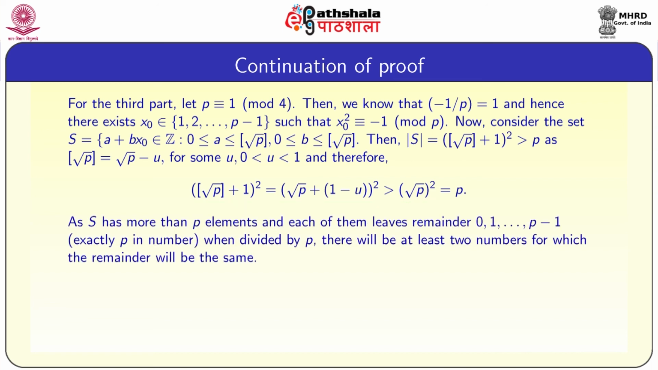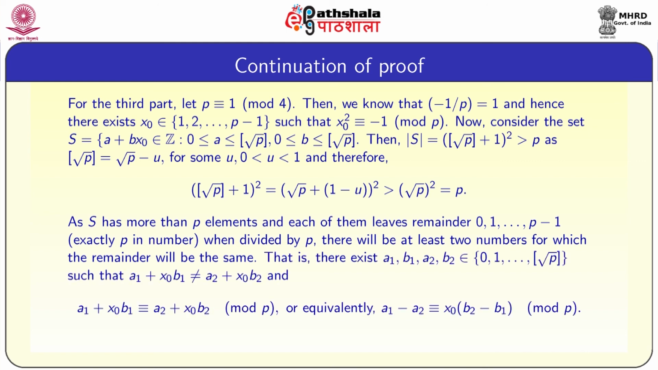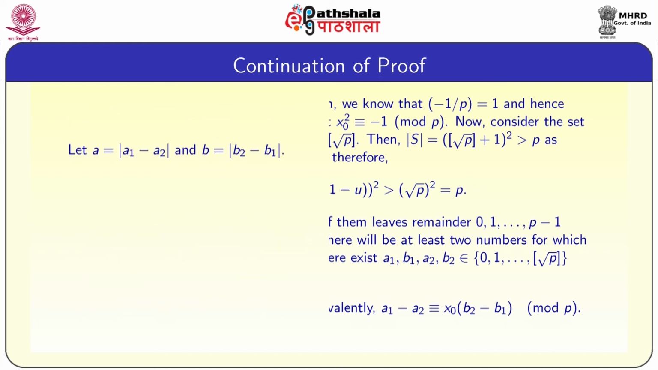So, as S has more than p elements and each of them leaves remainder 0, 1, 2, 3, up to p minus 1, exactly p in number, when divided by p, there will be at least 2 numbers for which the remainder will be the same. That is, there exist a1, b1, a2, b2 belonging to 0 to the greatest integer of root p such that a1 plus x naught b1 is not equal to a2 plus x naught b2, and a1 plus x naught b1 is congruent to a2 plus x naught b2 mod p, or equivalently a1 minus a2 is congruent to x naught into b2 minus b1 modulo p.